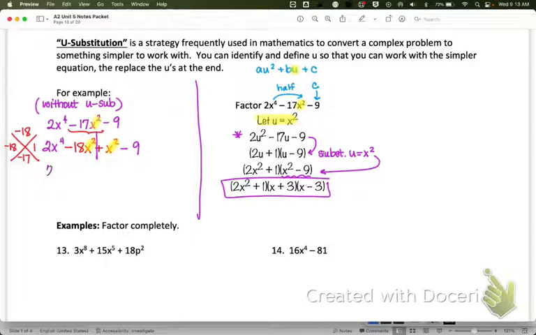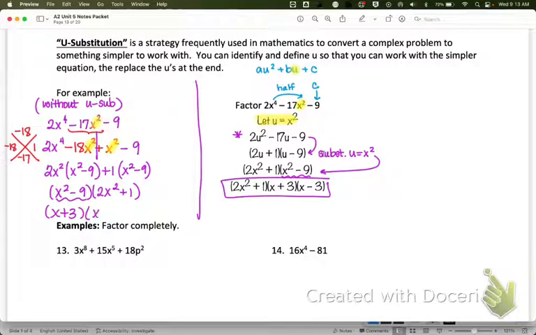So I can factor out a 2x squared. That gives me x squared minus 9. I can only factor out a positive 1, and I get x squared minus 9. Common factor is x squared minus 9, and we're left with 2x squared plus 1. And then again, difference of squares, so we get x plus 3, x minus 3, times 2x squared plus 1.